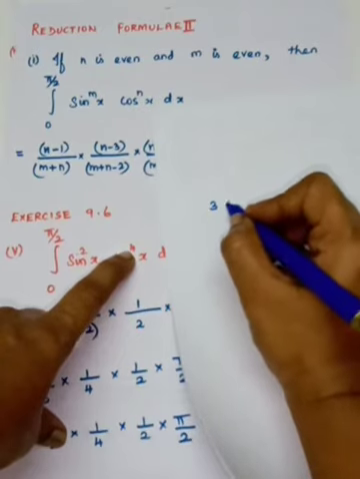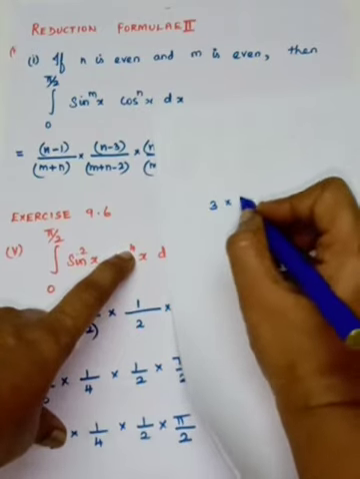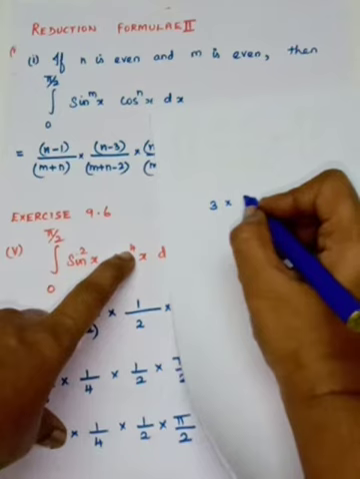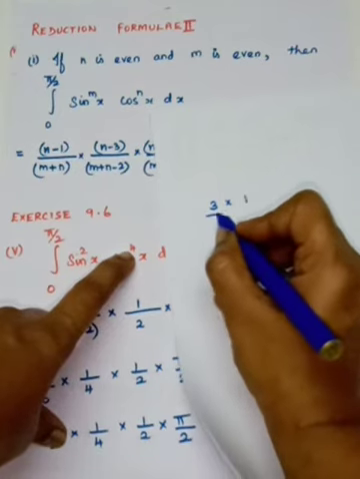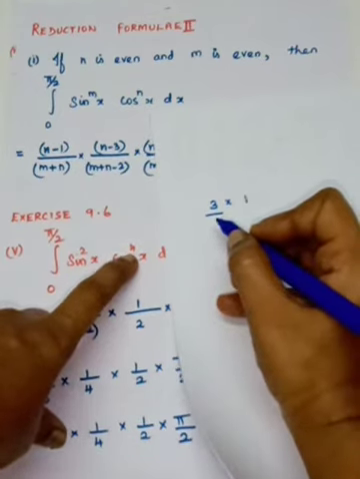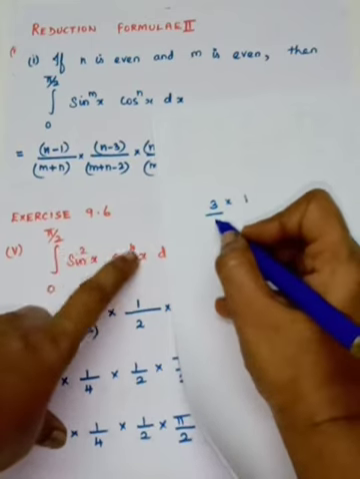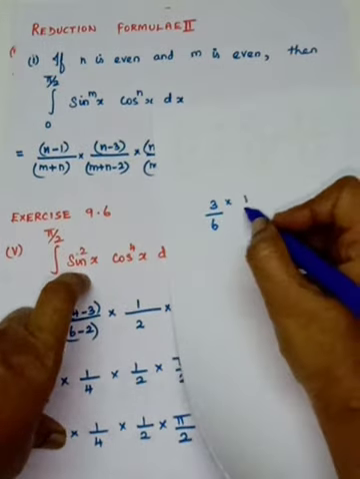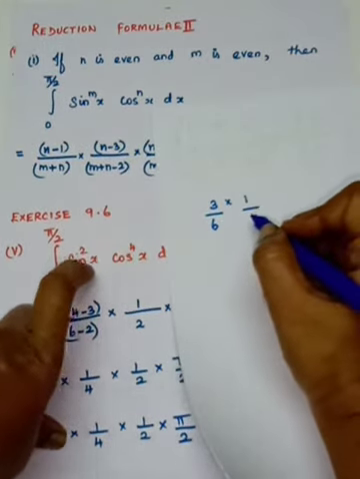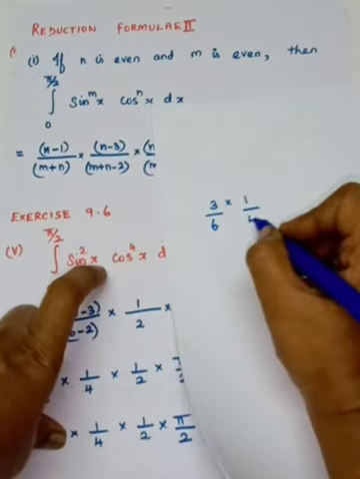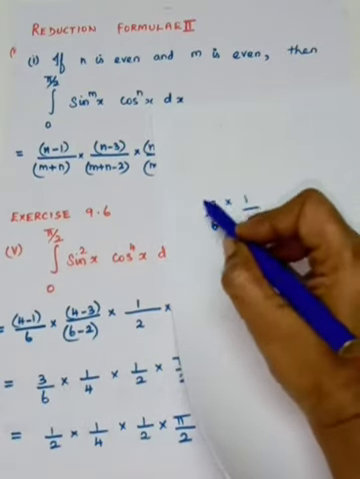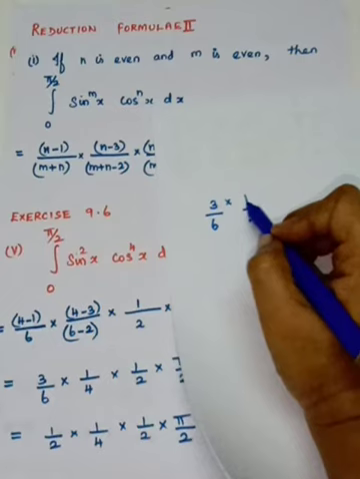Okay, next term, in the numerator I am writing 4 minus 3. 4 minus 3 is 1. And here you have to write the denominator. Denominator is m plus n, so it is 6. Okay, here m plus n minus 2, so 6 minus 2 is 4. So you have to continue till the numerator 1 is reached. So here 1 is reached.